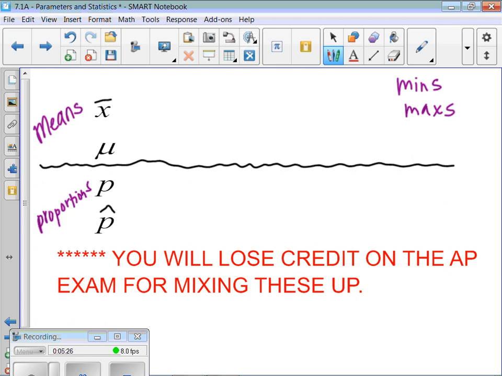So X bar, and I would write this down, is the sample mean. So in that last problem with the mean income, it was like $69,677. That would be the sample mean, X bar. All right, mu is the population mean.